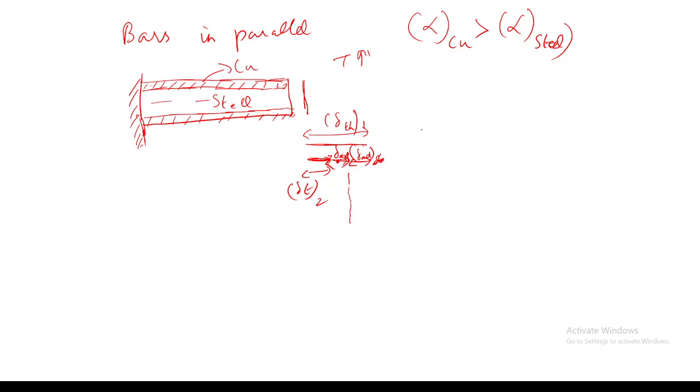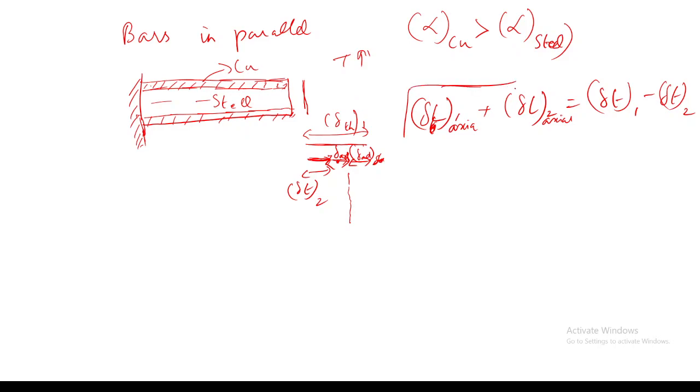So if I write this in terms of an equation, can I write the sum of axial deformations of copper as well as steel is equal to the difference in thermal deformations? Can I write like this? This is a very important part in bars in parallel, so you must understand this. Can I write like this?